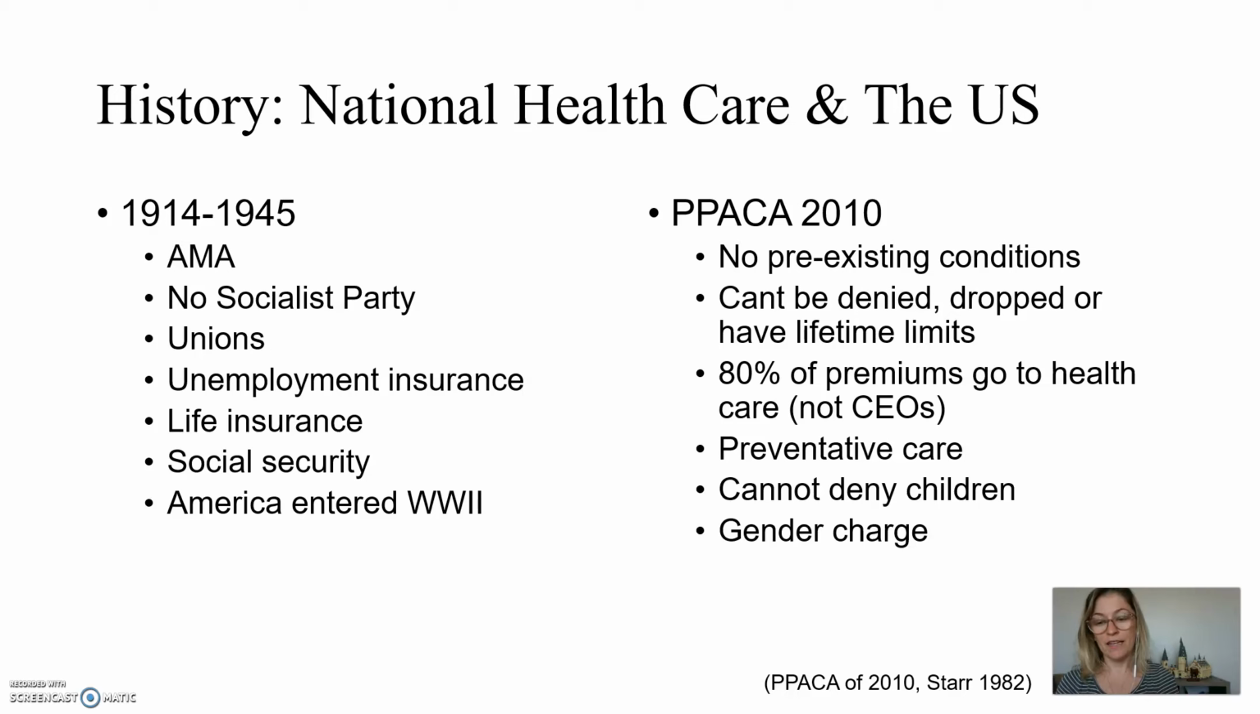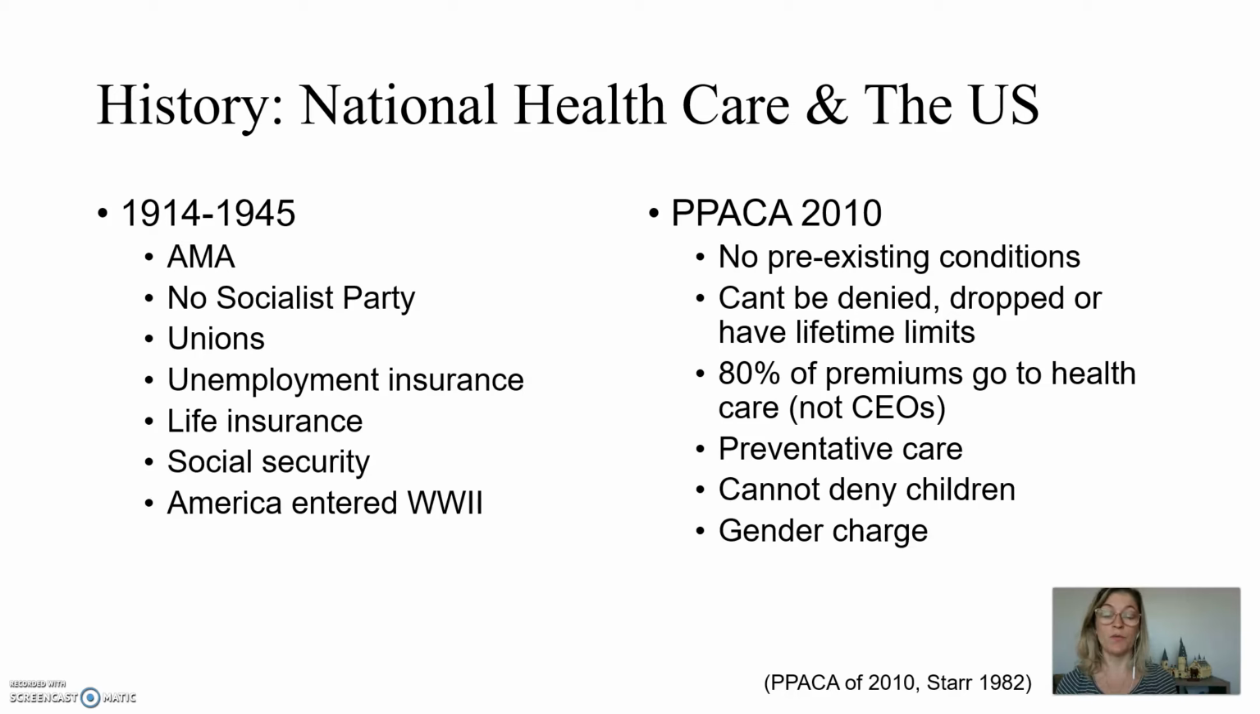And then America entered World War II, and one of the first countries that instituted a national healthcare system was Germany. And we were fighting Germany, and so that was one of many reasons why we chose not to have a national health care in the United States. And then we got the Patient Protection and Affordable Care Act of 2010, and it did amazing stuff to our healthcare system. Was it the best thing that we could have done?